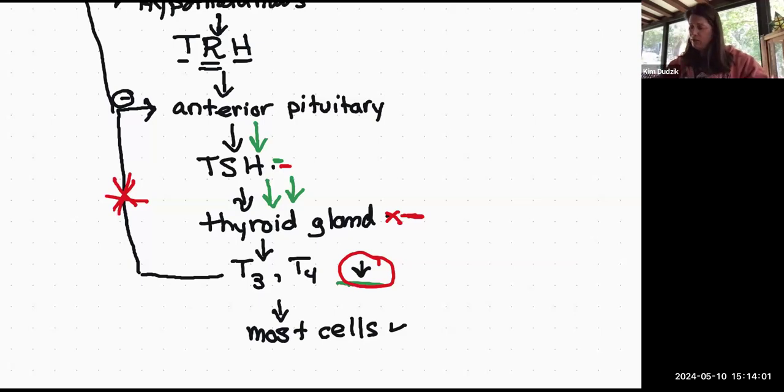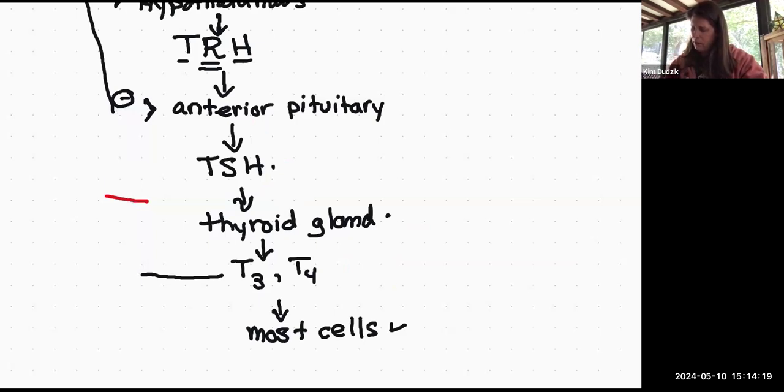We can use this to look at, so let me erase some things here. We can use this pathway, and we'll put our negative feedback loop back, to look at something called hyperthyroidism. With hyperthyroidism, you're getting an increase, or too much, T3, T4, and so you get a really high increase of metabolism.